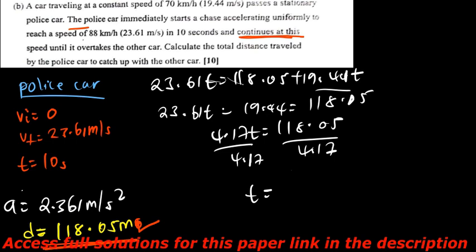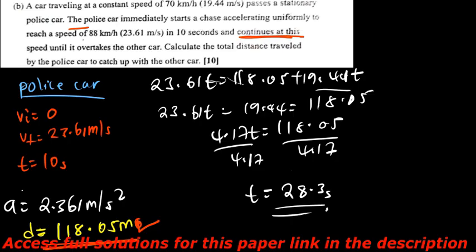t now will be equal to 118.05 divided by 4.17. So it is 28.3 seconds. This is the time it took, about 28.3 seconds, for you to overtake it.